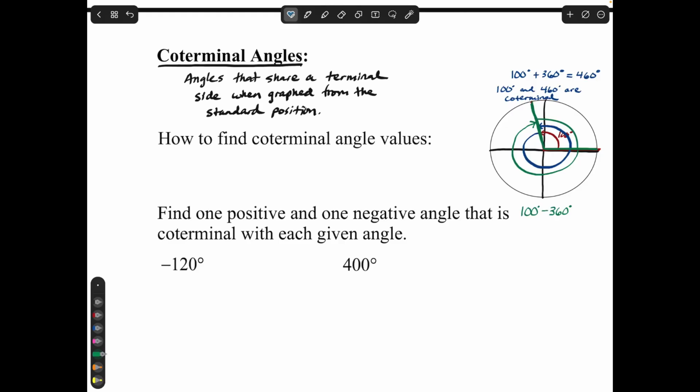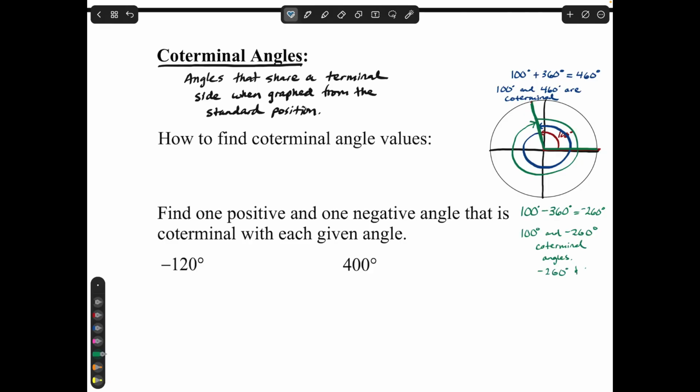But as you do 100 minus 360, we should get negative 260 degrees. So we could say here that 100 degrees and negative 260 degrees are coterminal angles. Well, wouldn't that also then mean that negative 260 degrees and 460 degrees would also be coterminal angles? Because they all share the same terminal side.